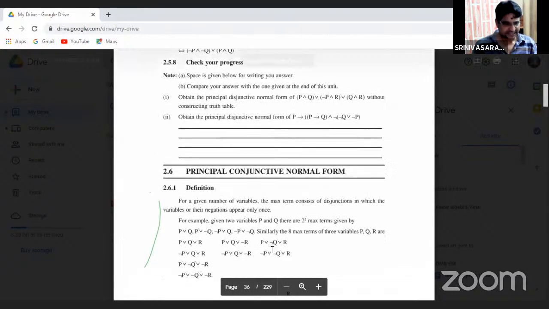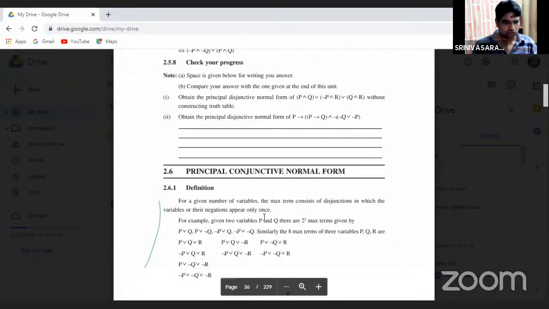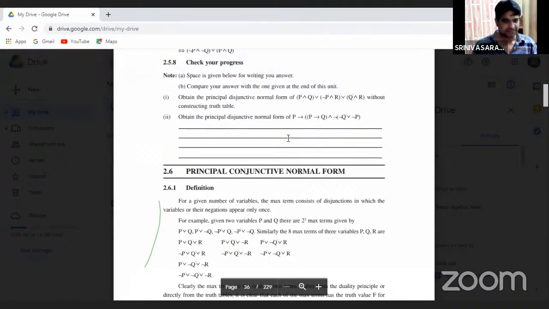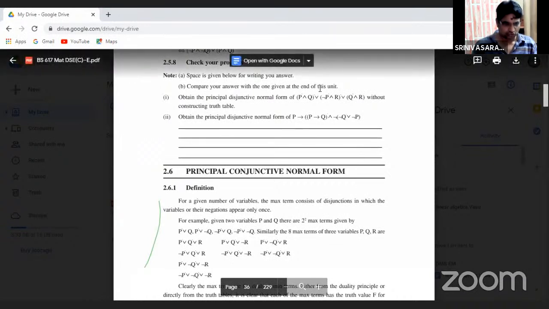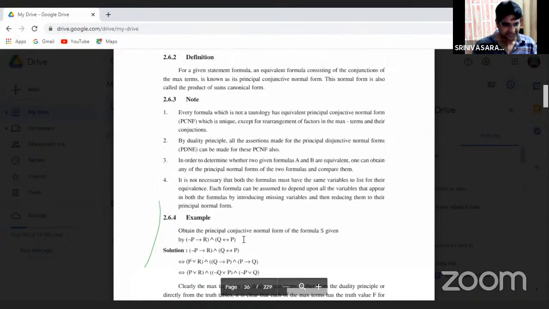Okay, in the same manner, the principal conjunctive normal form is also the same. Conjunctive means you are taking the disjunction part. In the principal disjunctive normal form, you are taking the conjunction part. That is the variation. In the disjunctive form you take the conjunction connectivity, and in the conjunctive normal form you express the disjunction connectivity. That is the variation.